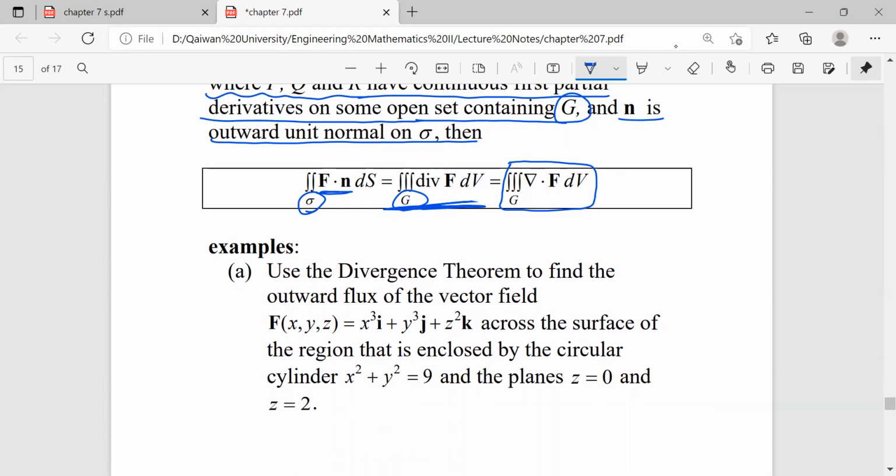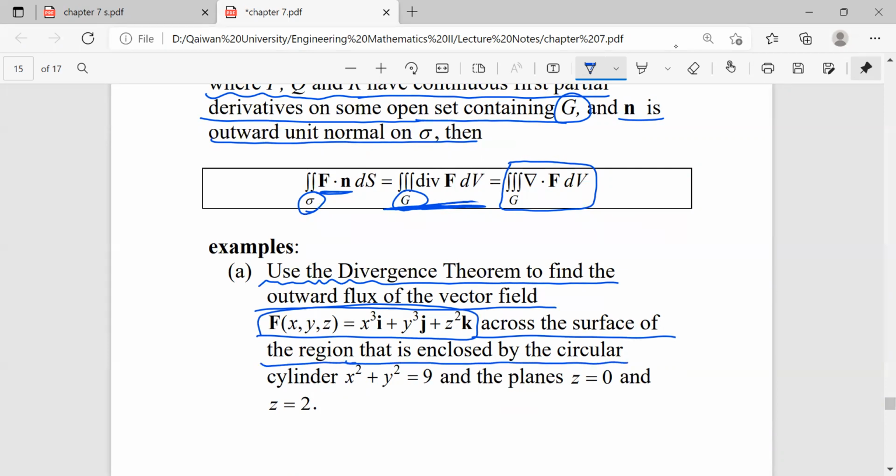Here we have this example. It says use the divergence theorem to find the outward flux of the given vector field across the surface of the region enclosed by the circular cylinder. Since it's given as a cylinder, it's easy to convert to cylindrical form when finding the integration.